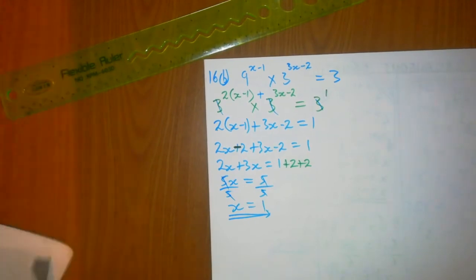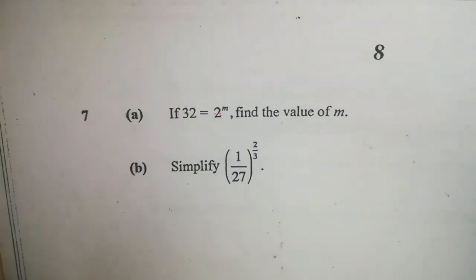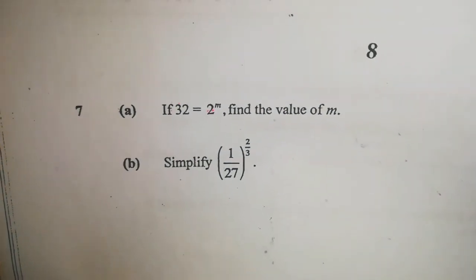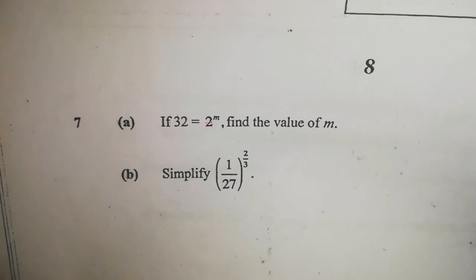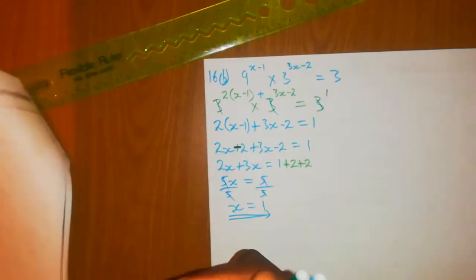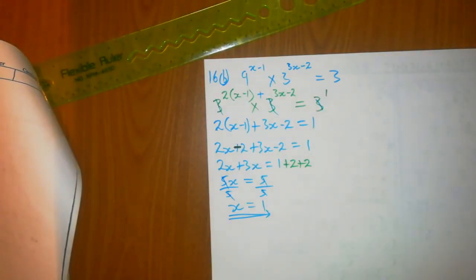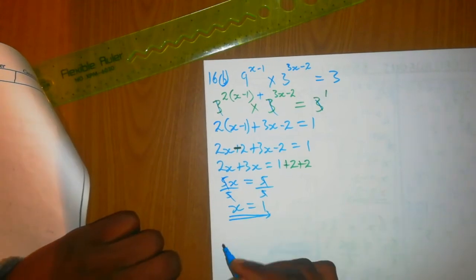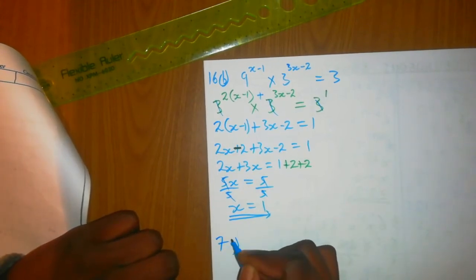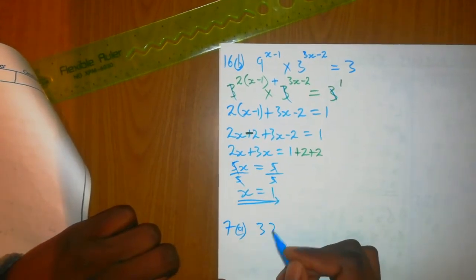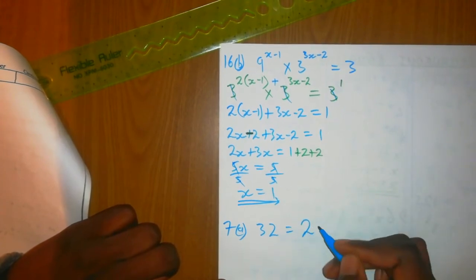So here is the question. If 32 equals 2 to the power m, find the value of m. It's also a cheap question. It's number 7a, which says 32 equals 2 to the power of m.